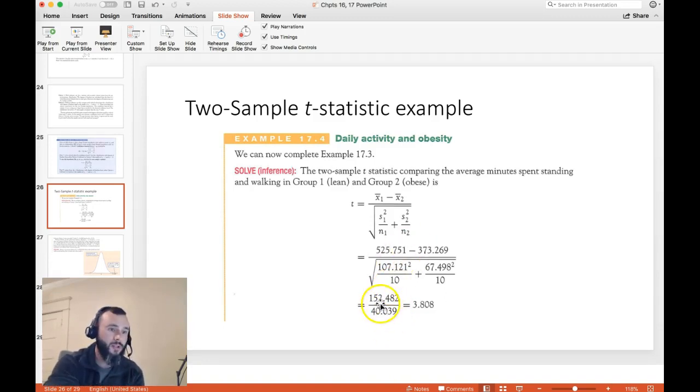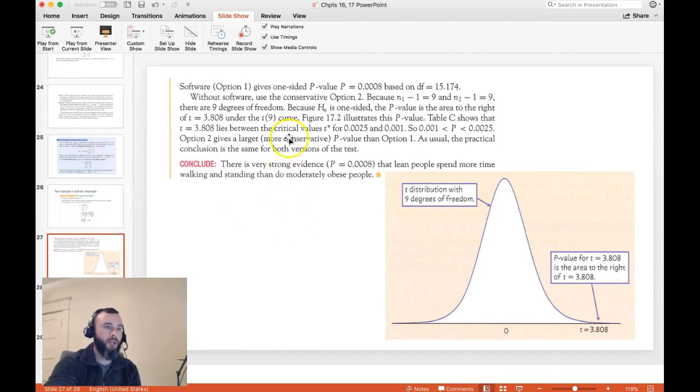And we run all of this through here, and we get 3.808. So that's our t-value, okay? So what does this mean?